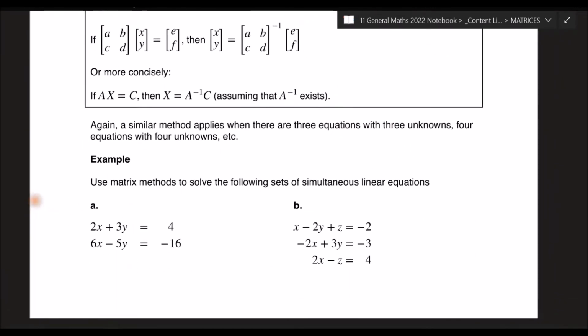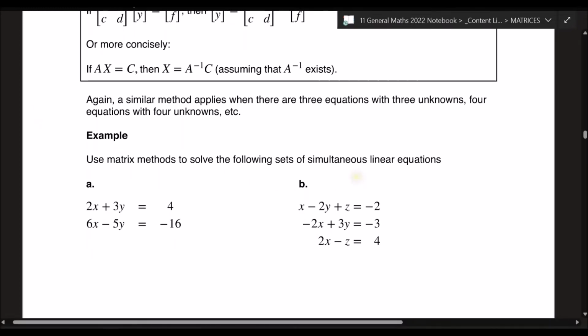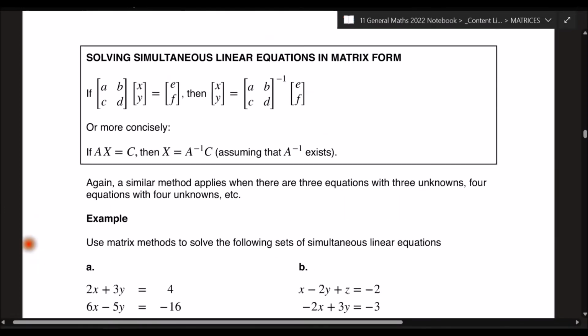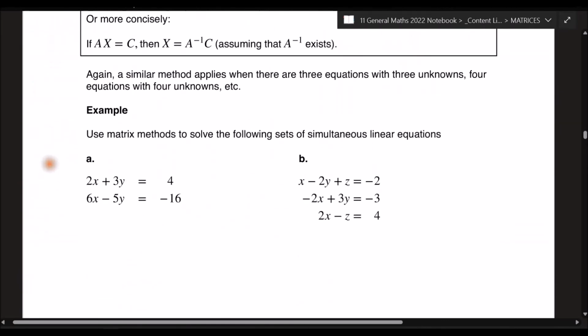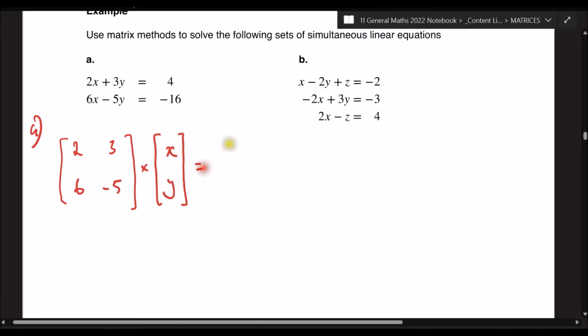All right, now let's look into actually solving them. We've actually already done part of the solving part. It's the same principle as what I taught you guys at the start of this video. So let's actually solve this. Using matrix methods, let's solve these simultaneous equations. These are actually the same, but let's do them again anyway, so we can see how it works. So for A, you're splitting it into 3 matrices. So 2, 3, 6, -5 times x, y. Second matrix is going to be your number matrix equals your answer matrix of 4 and -16.